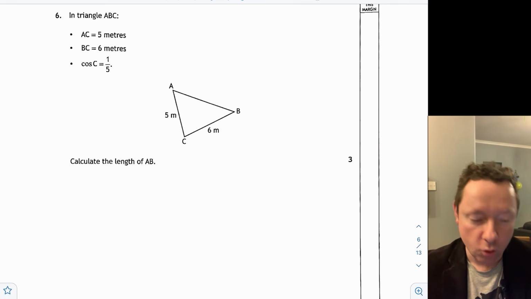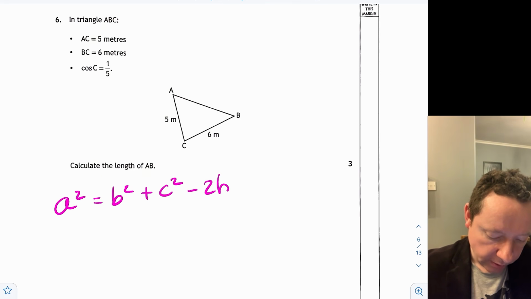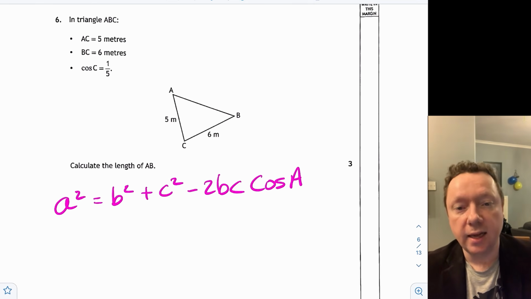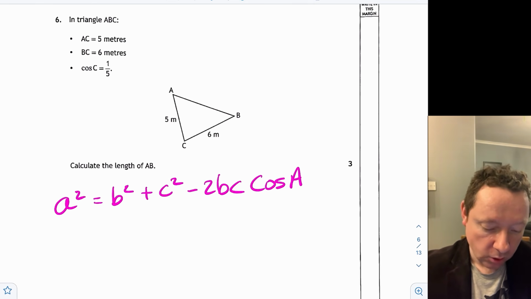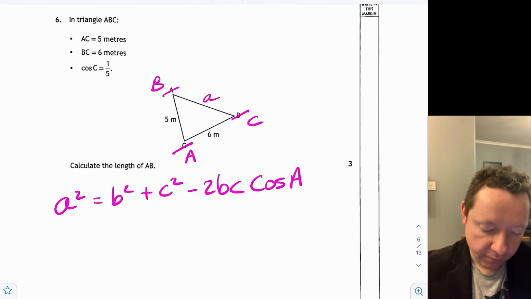So let's remind ourselves of the cosine rule. Let's start with the exam paper. The cosine rule is a squared equals b squared plus c squared minus 2bc cos of a. Now that's just a generic a, b and c, remember, so you can either relabel your sides to get your a, b and c where you want it, or just remember that the side A is the one opposite the angle you're given, which is cos C. So I'm going to do it that way. I'll just call that my A, and I'll just call that my B and C, and therefore that's my little a there.